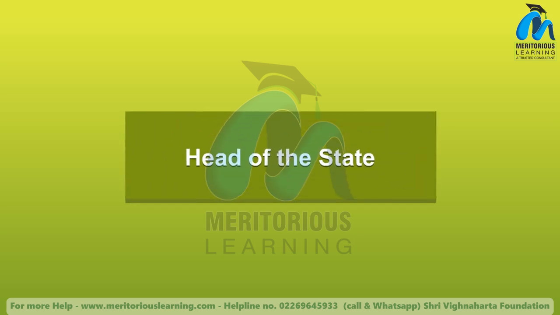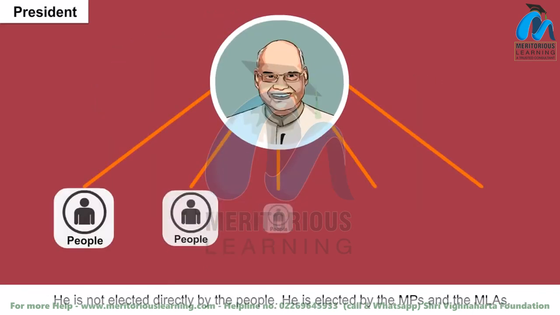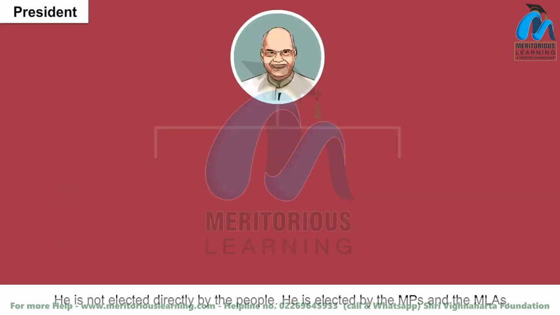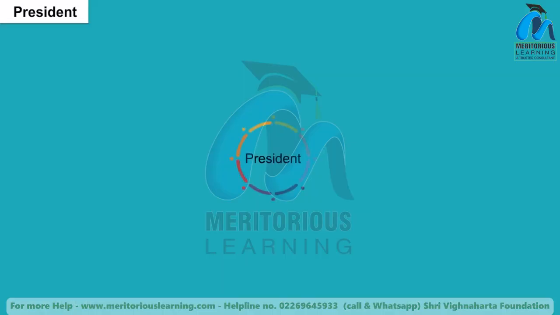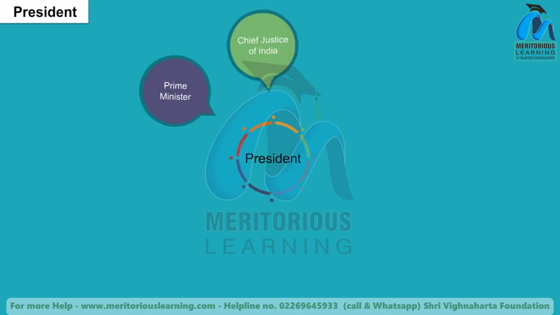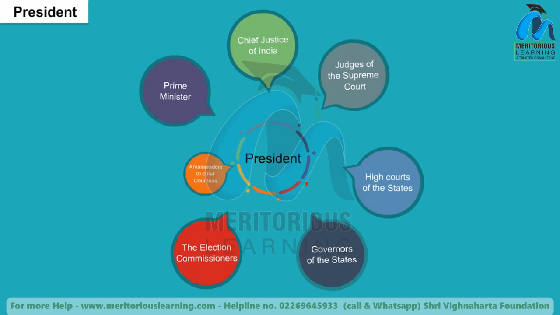Head of the state. President. The President is the head of the state. Though all decisions are taken in his name, he has nominal powers. He is not elected directly by the people. He is elected by the MPs and the MLAs. He appoints the Prime Minister, the Chief Justice of India, the judges of Supreme Court and the High Courts of the states, the governors of the states, the election commissioners, ambassadors to other countries, etc.